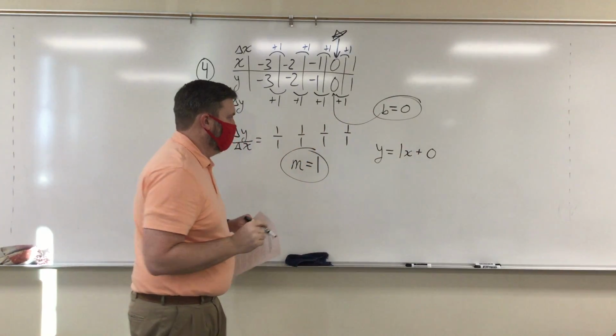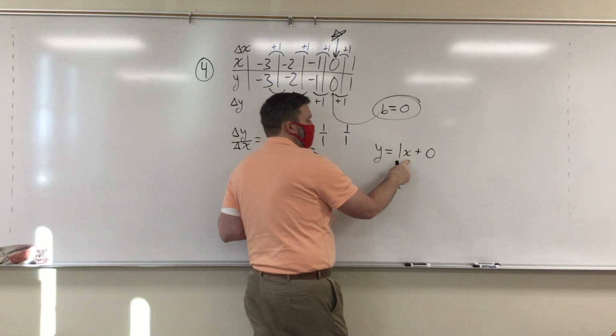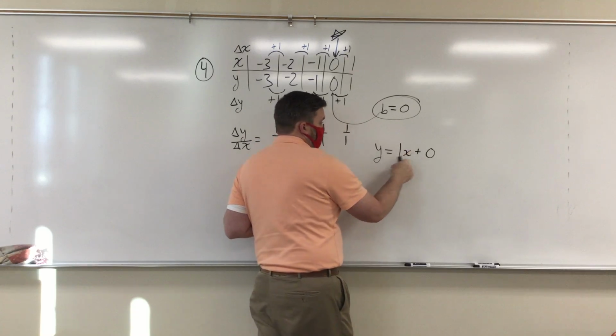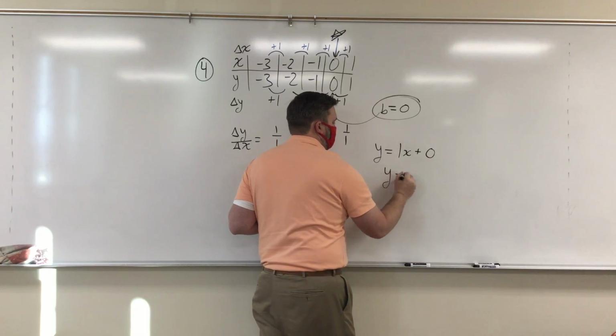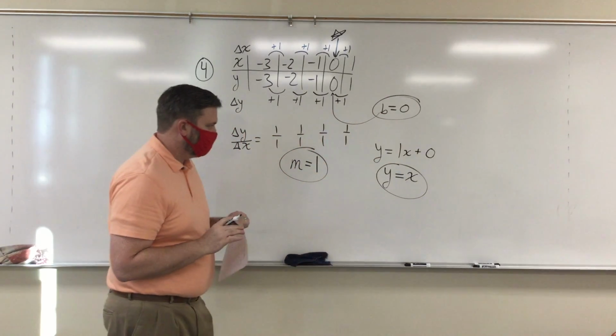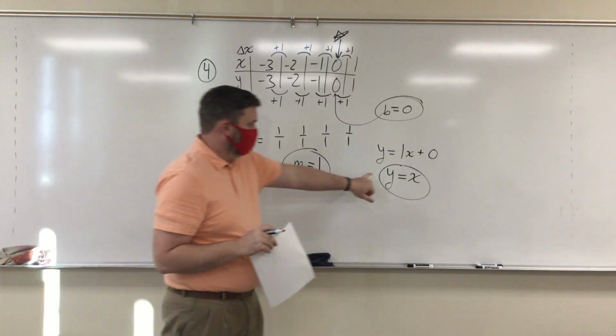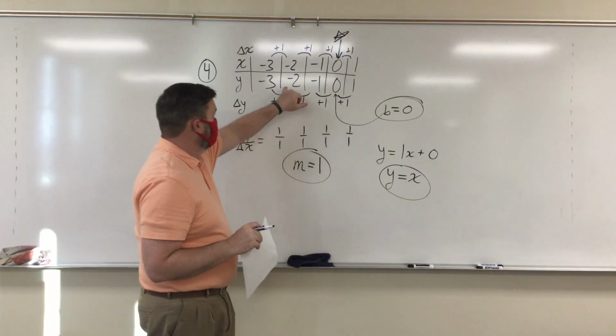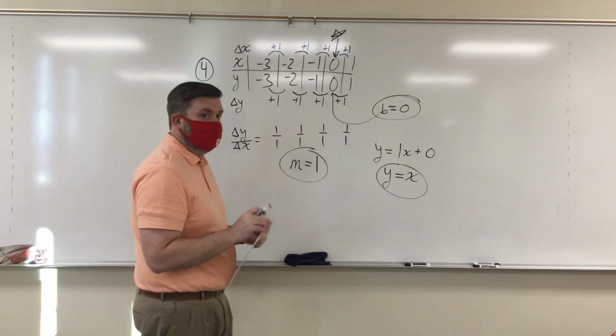Don't leave it like that. Go ahead and clean that up. 1 times x is x, and then x plus 0 is x. So that would simplify all the way down to y equals x. Which should make sense. Whatever y is, x is. Since they're literally the same numbers, that's why the equation's like that.